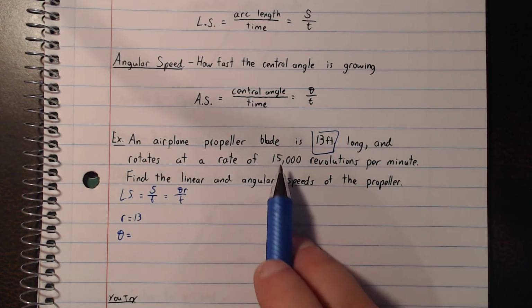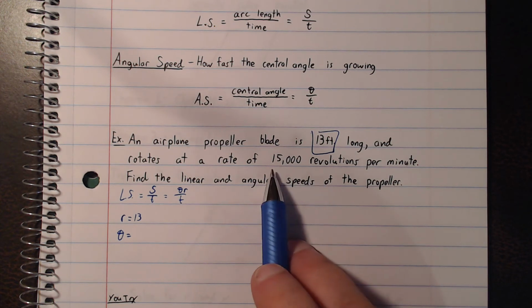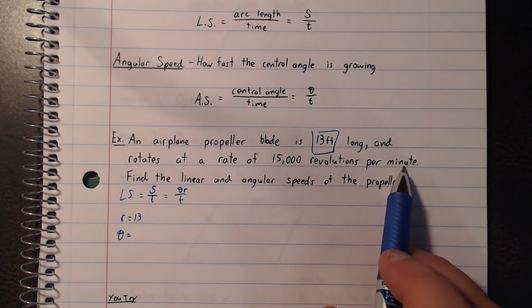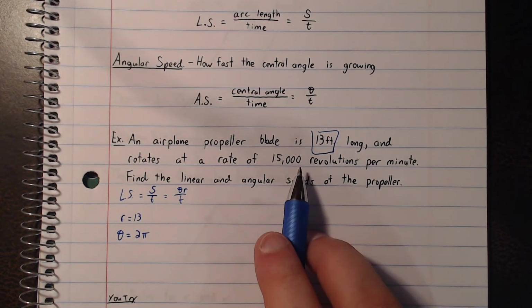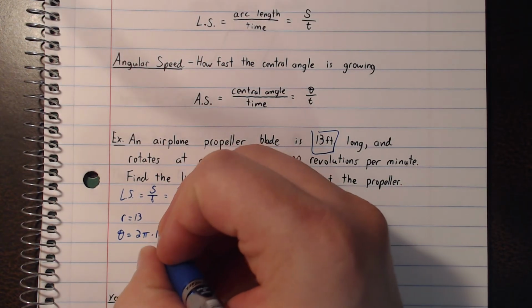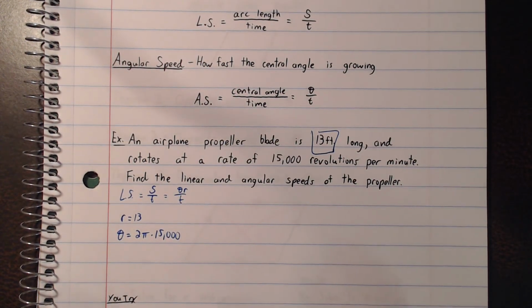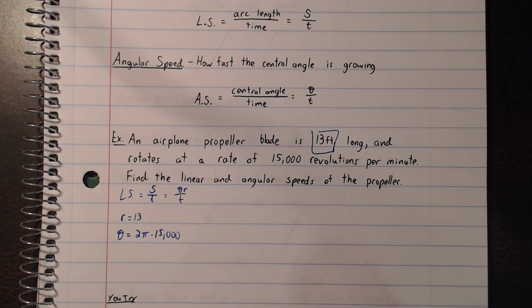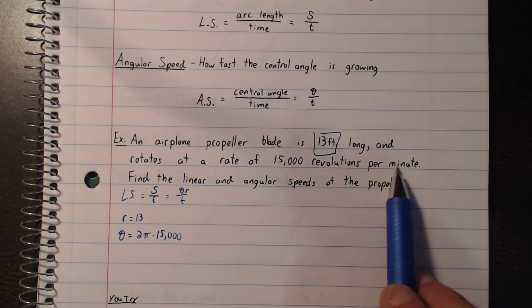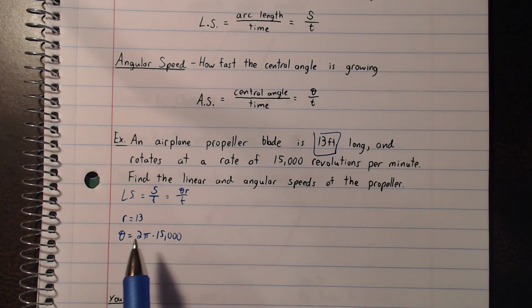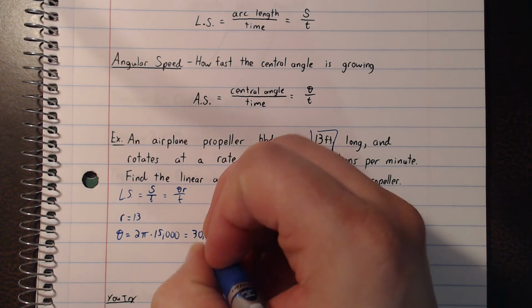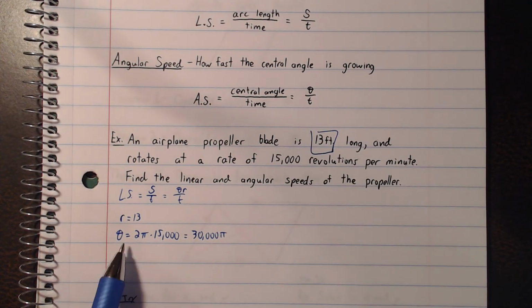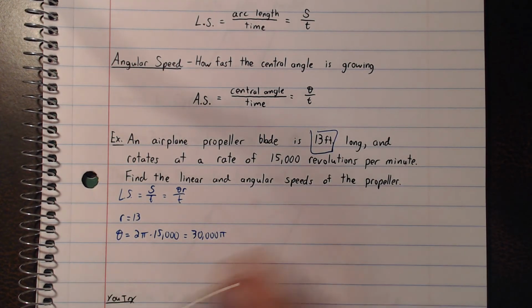It said 15,000 revolutions per minute. One revolution is worth 2 pi. And I have 15,000 of those per minute. So I'm going to multiply by 15,000. And I'm going to keep my units of time in minutes, right? Because we're talking about per minutes anyways. So right here we'll be able to multiply, and we're going to get 30,000 pi for our theta over the course of a minute.